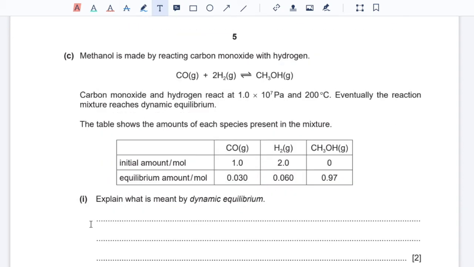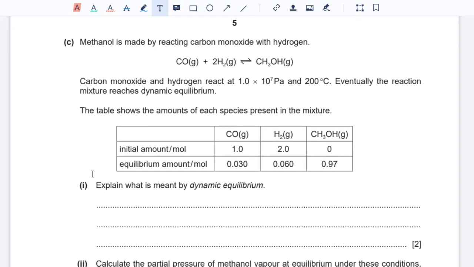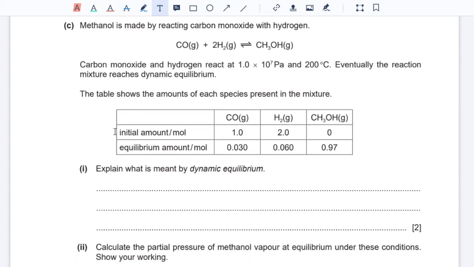C. Methanol is made by reacting carbon monoxide with hydrogen. Carbon monoxide and hydrogen react at 1 times 10 to the power of 7 pascals and 200 degrees Celsius. Eventually, the reaction mixture reaches dynamic equilibrium. The table shows the amounts of each species present in the mixture. 1. Explain what is meant by dynamic equilibrium.